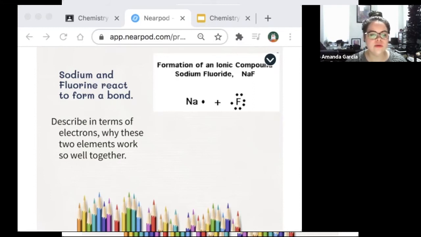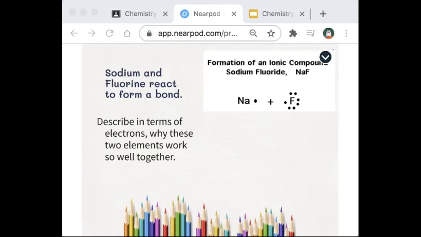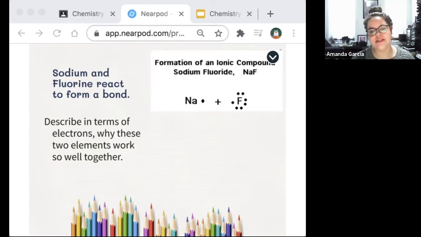These two elements work well together because they can fulfill the octet rule, and both have the same electron configuration as neon. What is special about neon, my friends? It's a noble gas. Those noble gases will pop up in your Edpuzzle today. Yes, you're doing an Edpuzzle today. They are elements that already fulfill the octet rule. And as a reminder, when atoms are reacting, they want to have the same electron configuration as the noble gases. They are not turning into the noble gases, but they do have the same electron configurations, okay?